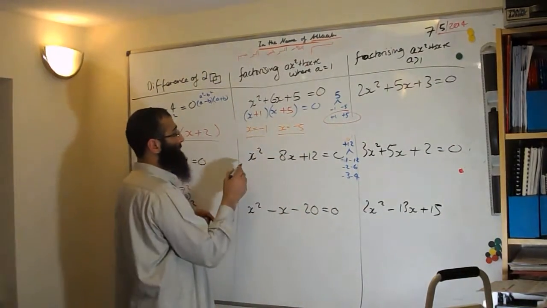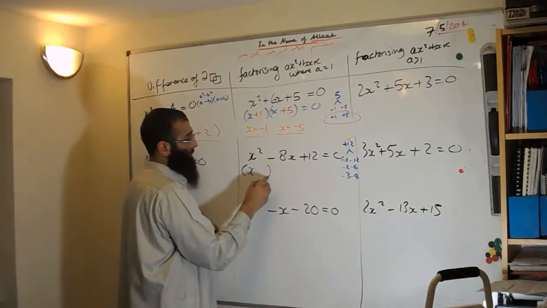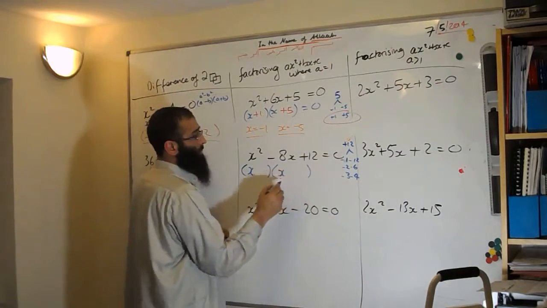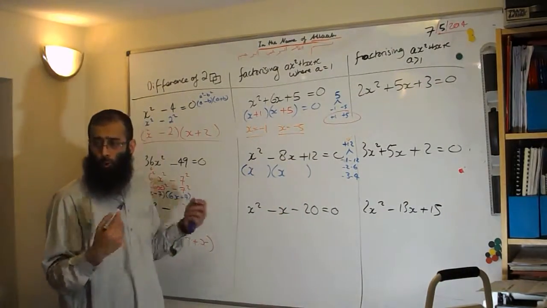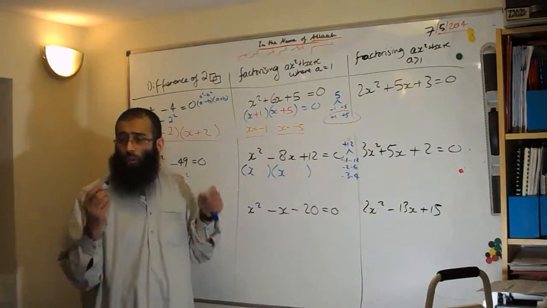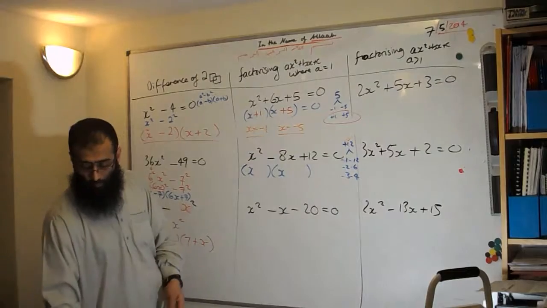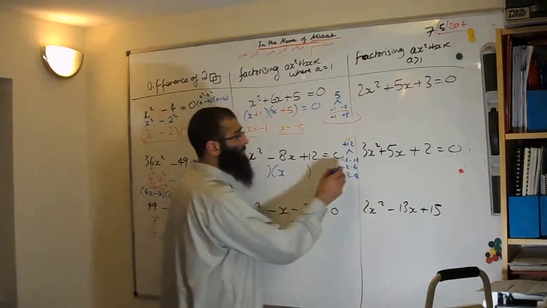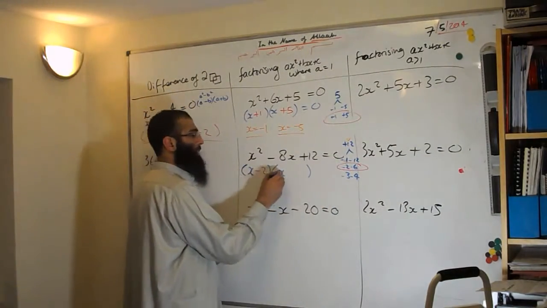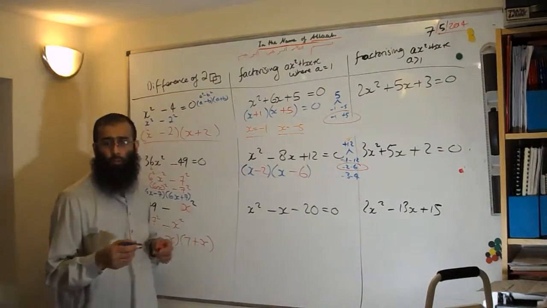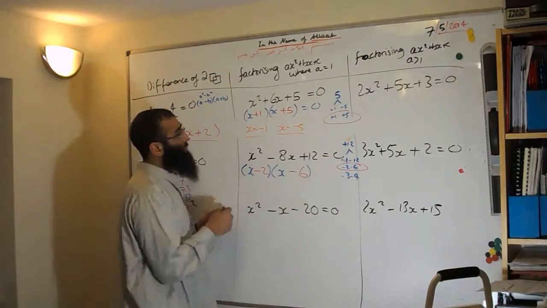So now, all of these pairs multiply together to give you plus 12, but which one of the pairs adds up to minus 8? Minus 2 and minus 6. Drop them in here in any order. And now we need to solve it.